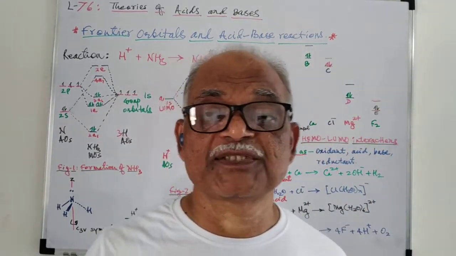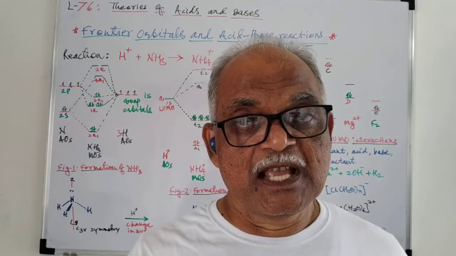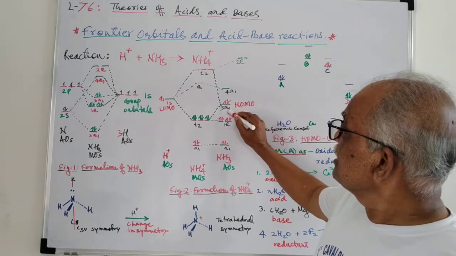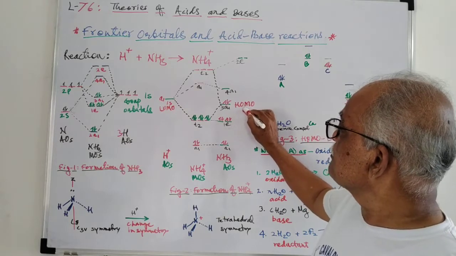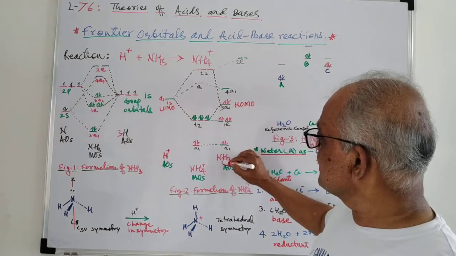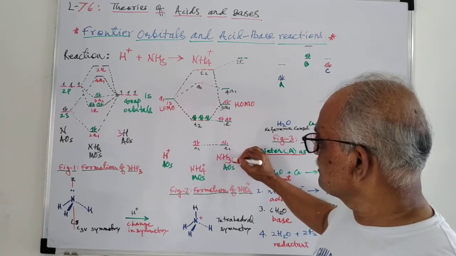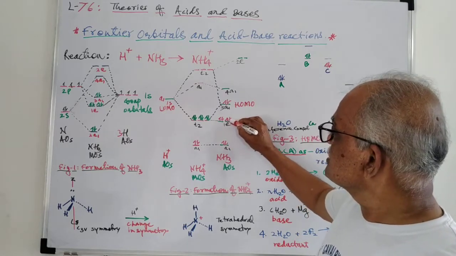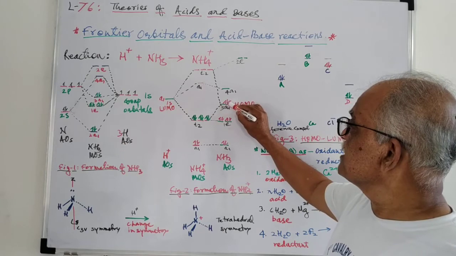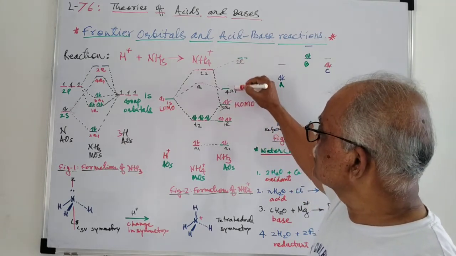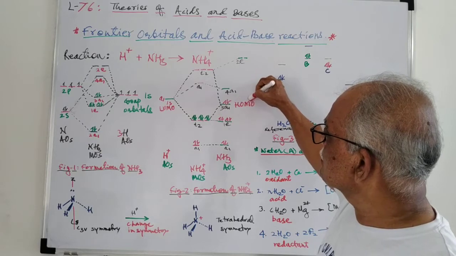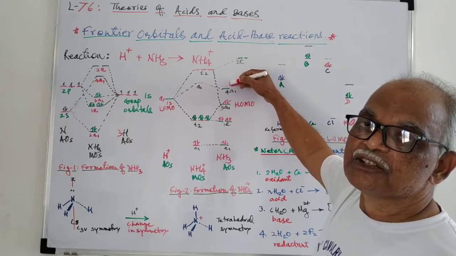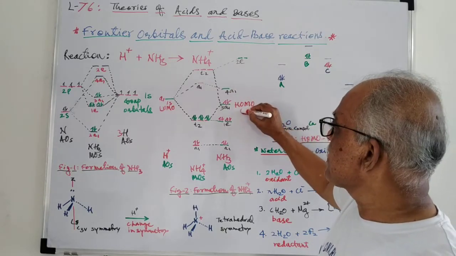So first of all, we must know what are these frontier orbitals. Frontier orbitals are those, you can observe here, the HOMO, meaning highest occupied molecular orbital. If you see this NH3 molecular orbitals or atomic orbitals here, you will find that this A1 atomic orbital is occupied. So these are also containing electrons. This is also containing an electron pair, and there is no more electron. So this is the highest occupied molecular orbital, as there is no more electron in a higher energy molecular orbital. So this is called HOMO.